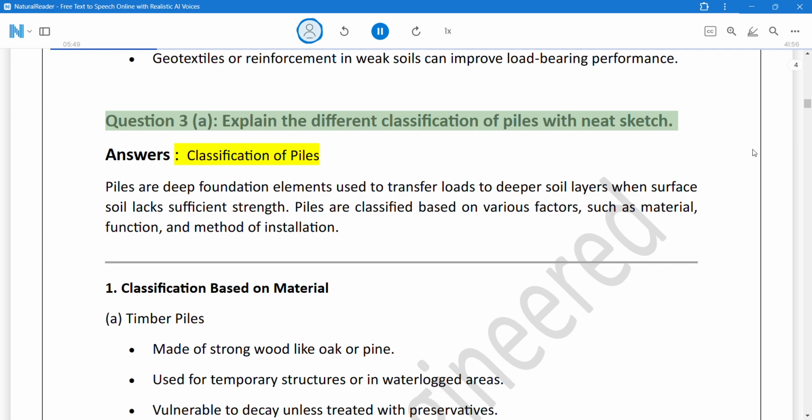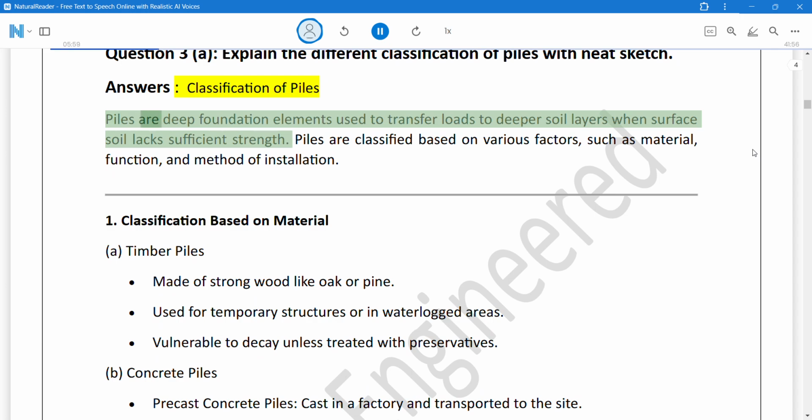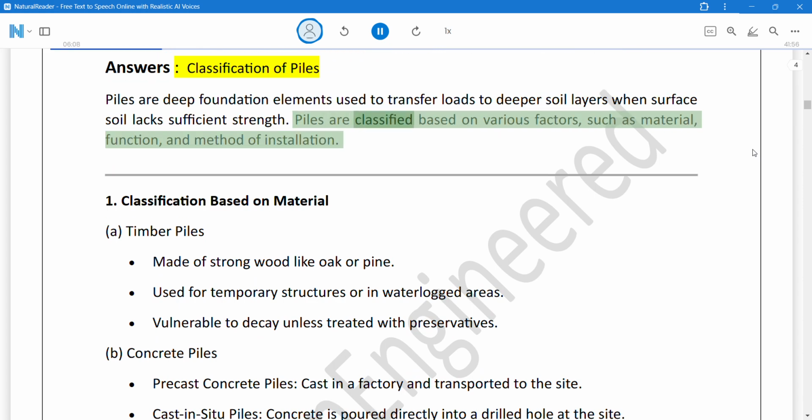Question 3. Explain the different classification of piles with neat sketch. Answer. Classification of piles. Piles are deep foundation elements used to transfer loads to deeper soil layers when surface soil lacks sufficient strength. Piles are classified based on various factors, such as material, function, and method of installation.